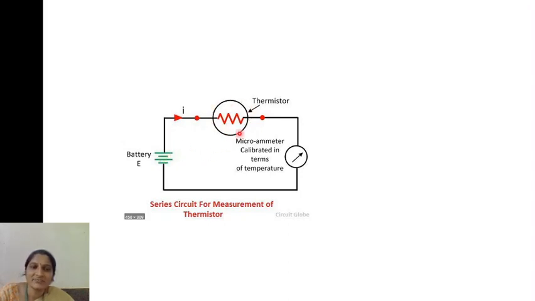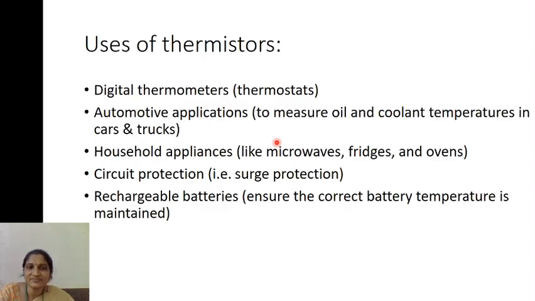How are you going to measure the resistance? See here, this thermistor is connected to a battery and in series you are placing an ammeter. So this is the current indicated and this is the voltage. Voltage divided by current will give you the resistance. If you measure the resistance, you can find the temperature from the graph. This is how you can measure the temperature by using thermistors.